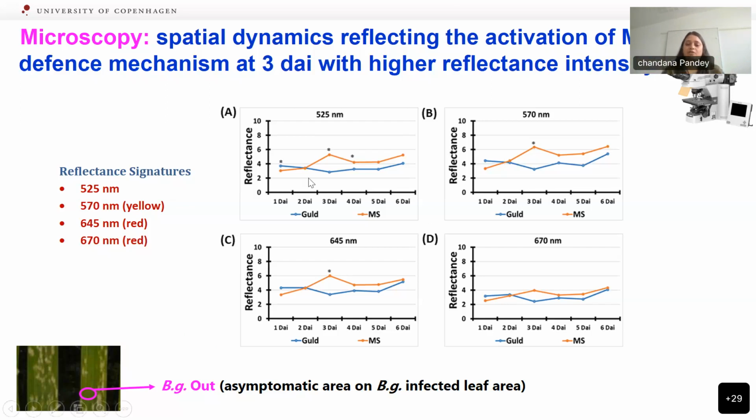And here what we found interesting is that in the resistant cultivar, the MS Black Plate, we see higher reflectance at 3 days after inoculation. So that's what we are studying in detail. Higher reflectance 3 days after inoculation in the area where there is no symptom can be the reason that some defense mechanism is happening, or that's where the resistant cultivar is activating its defense mechanism at 3 days after inoculation. So that's what we are investigating more in detail using the physiological phenotyping.